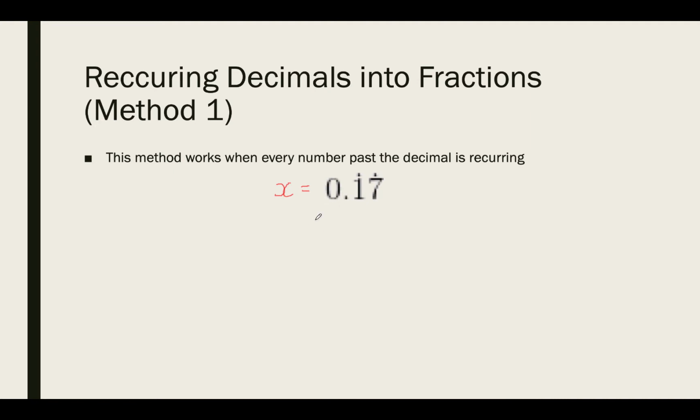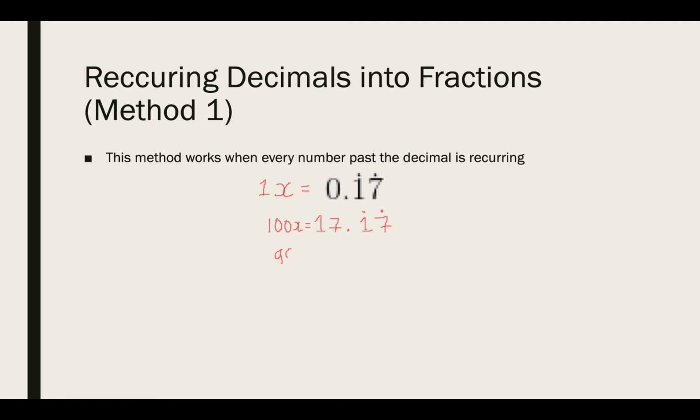So we want 17.17. Now we know that if we multiply by 100 we can actually get that result. So you can put 100x equals 17.17. But we're still stuck with these two recurring decimals here. But we know that 1x, that's what x stands for, is equal to 0.17, then we can subtract that from 17.17 and actually just be left with 17.